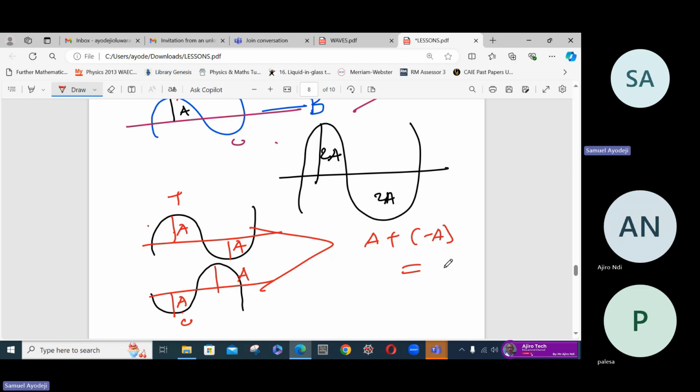That gives what? What is it going to give? A minus minus. Open the bracket. What will it give us?